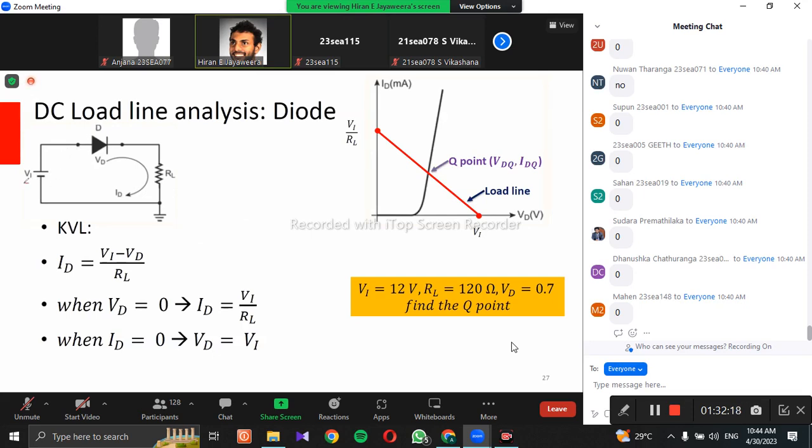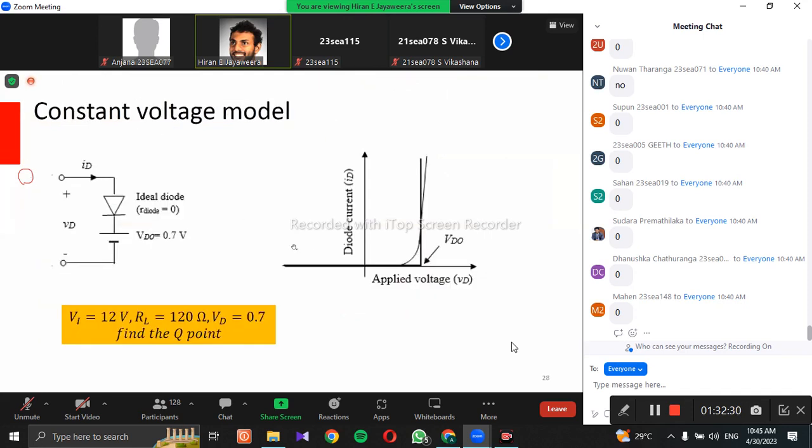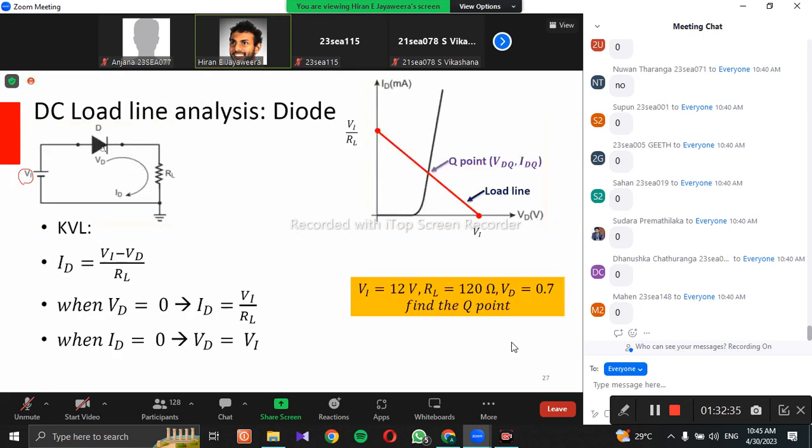Right? So you have a voltage source V1, a diode, and a resistor, right? So in load line analysis, remember that the diode is a nonlinear device, right? Nonlinear in the sense that if you consider VD against ID, the curve goes like this. It's not a line, it's a very complex curve, kind of an exponential curve.